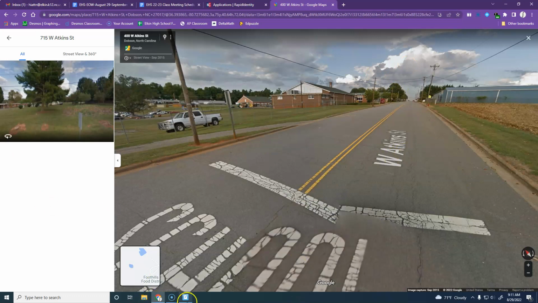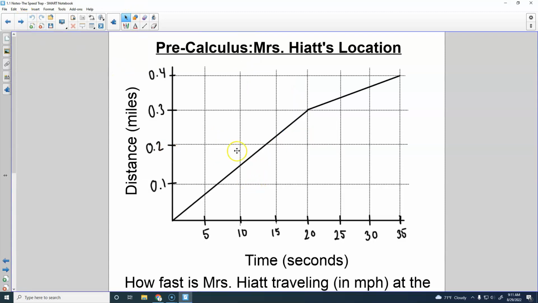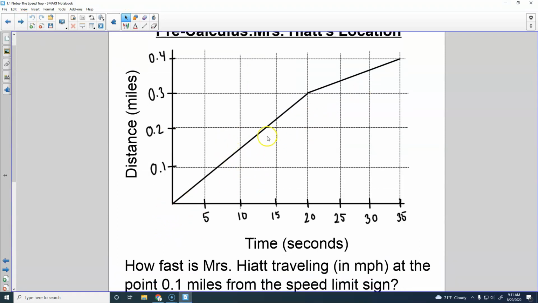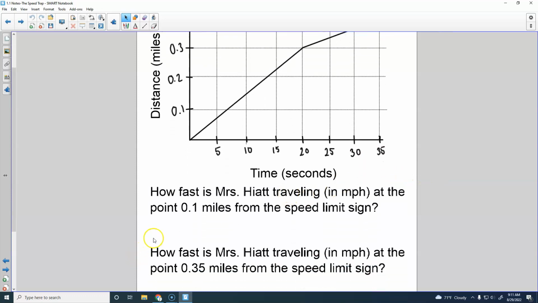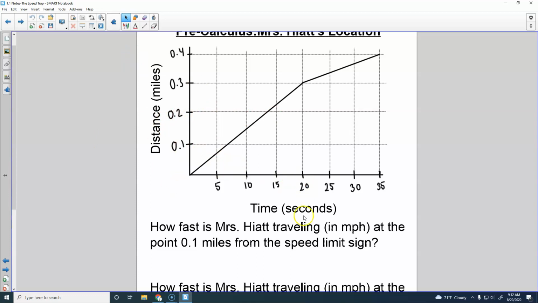They got me. So, here, I have made a graph of my speed in this particular situation. You guys can use your calculators, and we'll do this first one together. I need to know how fast I was traveling in miles per hour at the 0.1 miles from the speed limit sign. Notice this is a little bit of a weird graph. Time is down here on the bottom. My distance is here. So, when we're talking about 0.1 miles here, we're looking right here. I want to know how fast I was going there.